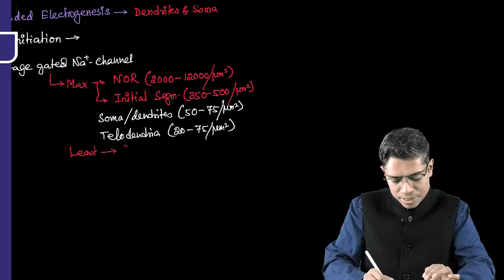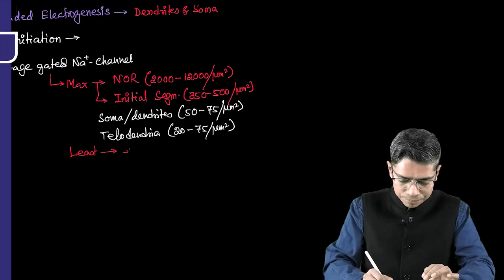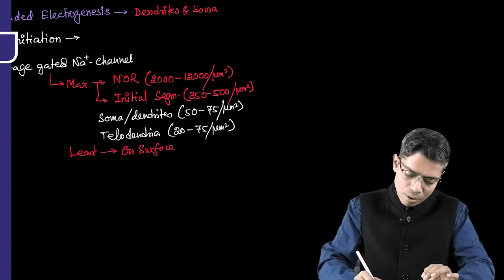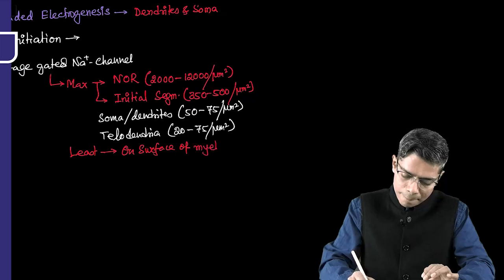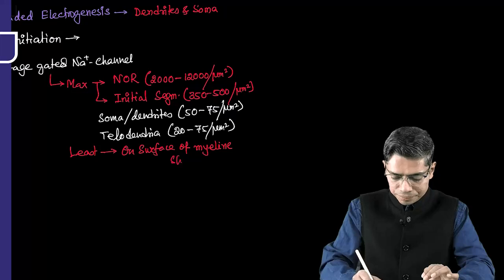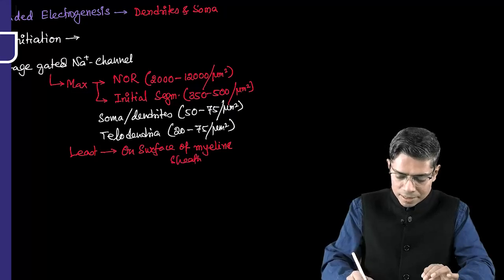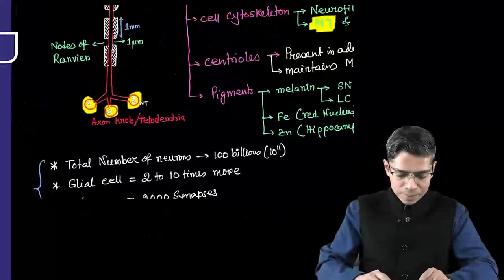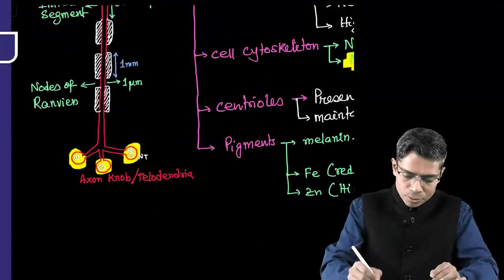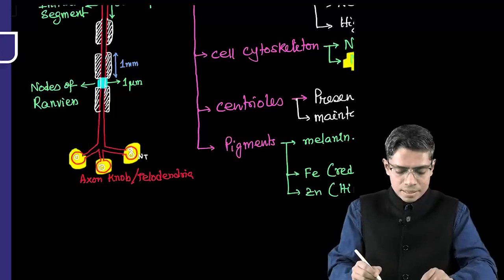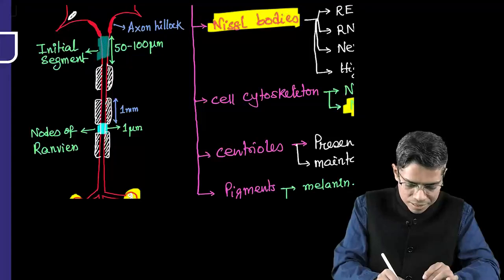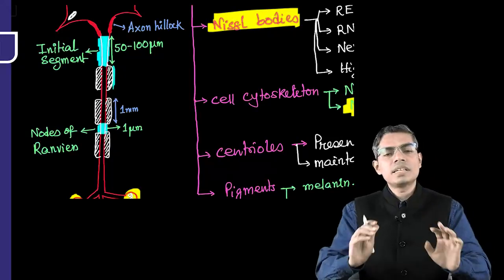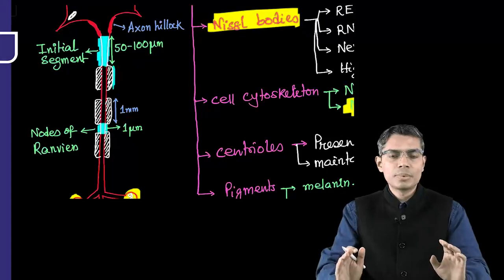And the question is, the least number of voltage gated sodium channels is present on the surface of the myelin sheath, right? So that is the area where voltage gated sodium channels are minimum. That means if you look at this neuron, the voltage gated sodium channel is maximum in this region, second maximum in this initial segment, and the least is on the surface of this myelin sheath. These are 3 important MCQs that you must remember, right?